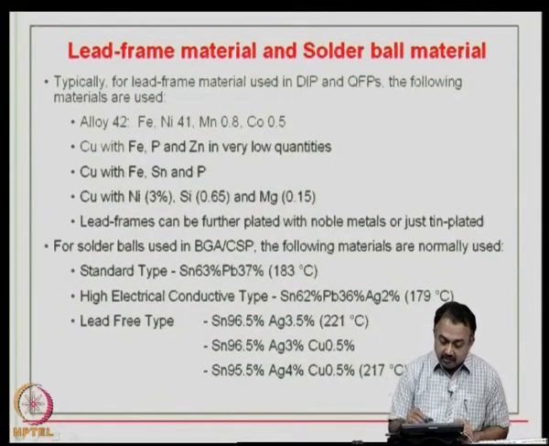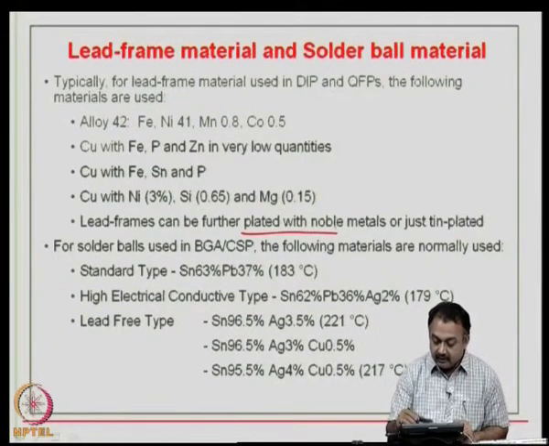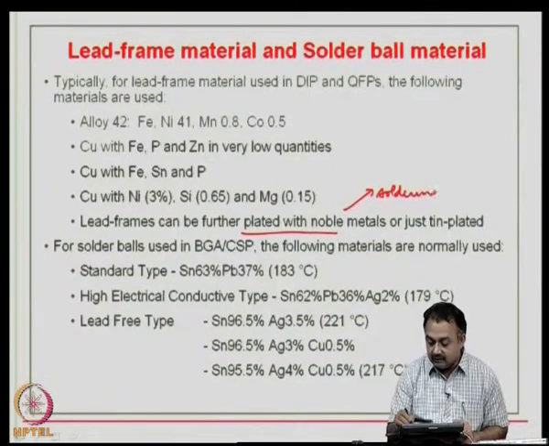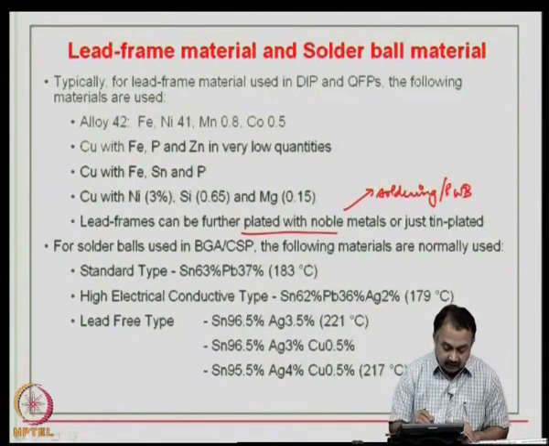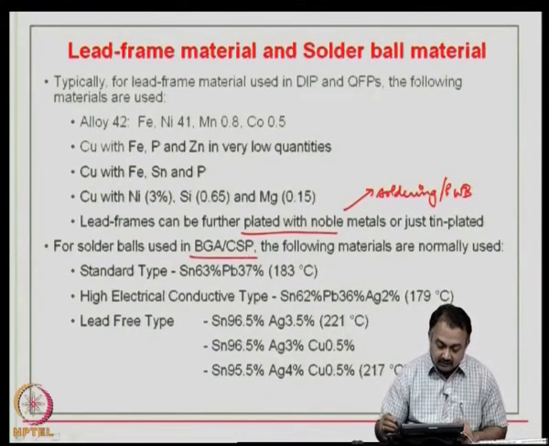And these plated materials should accept the solder, because the next step is soldering these devices onto your printed wiring board. So, that part has to be taken care of. If you are using solder balls that are used in BGAs and CSPs, the following materials are normally used.